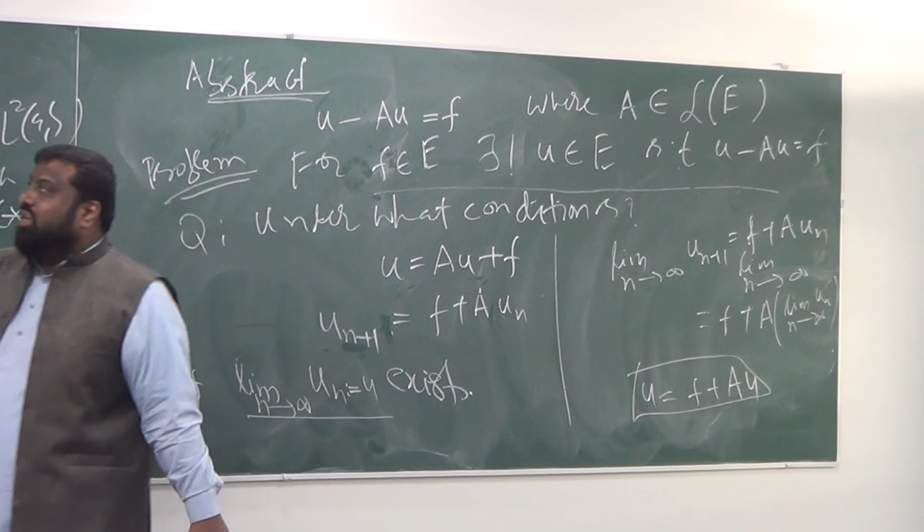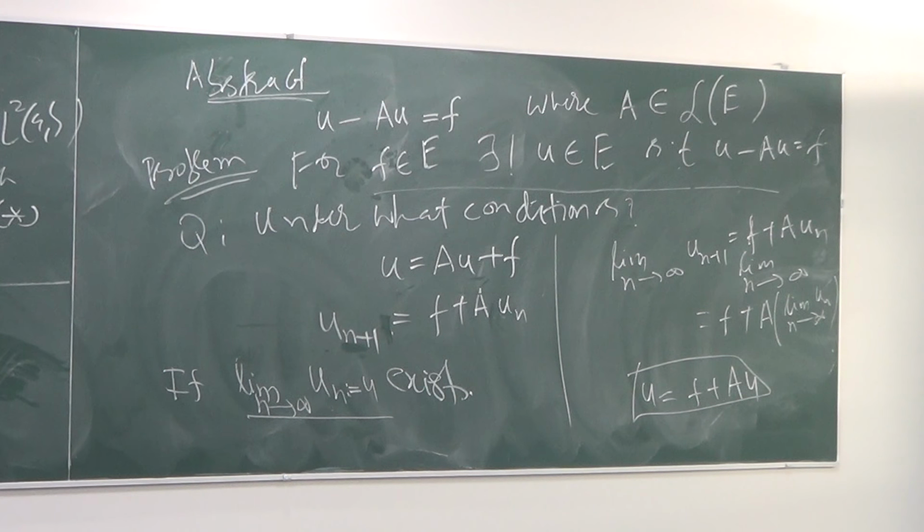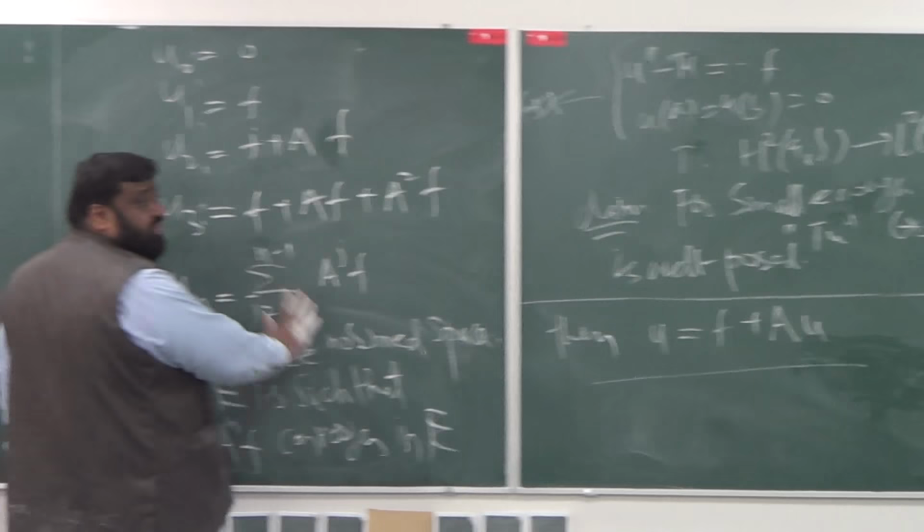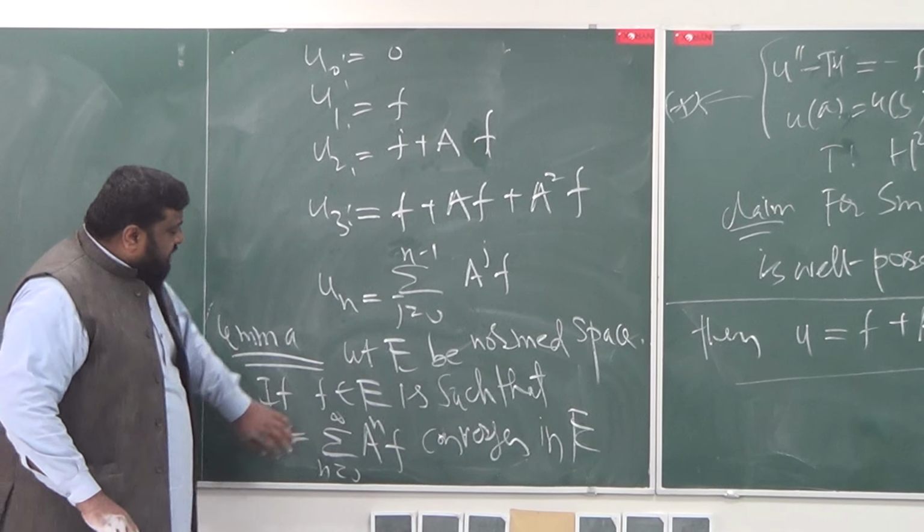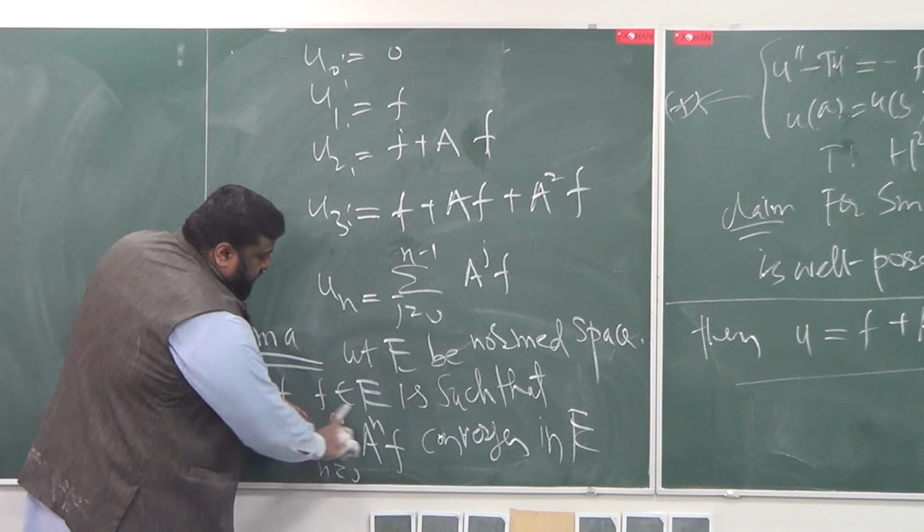So I'm giving you a sequence. I'm saying you take U0 to be 0, U1 to be F, U2 to be F plus AF, and U3 to be F plus AF plus A squared F, and hence U_n to be this actually. Now let me know when this series is going to converge.